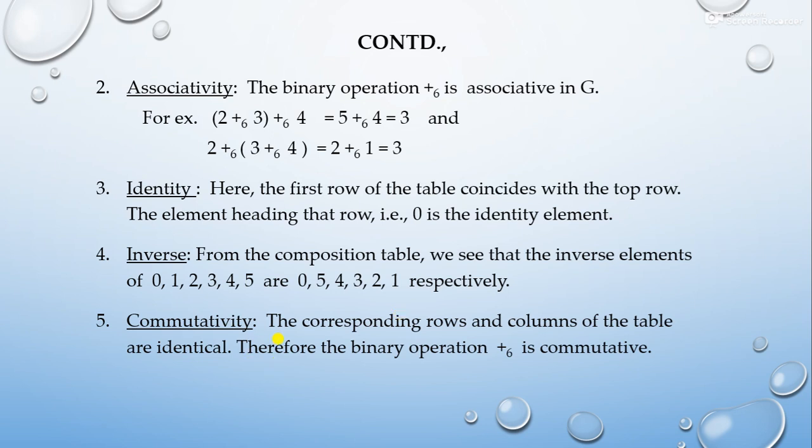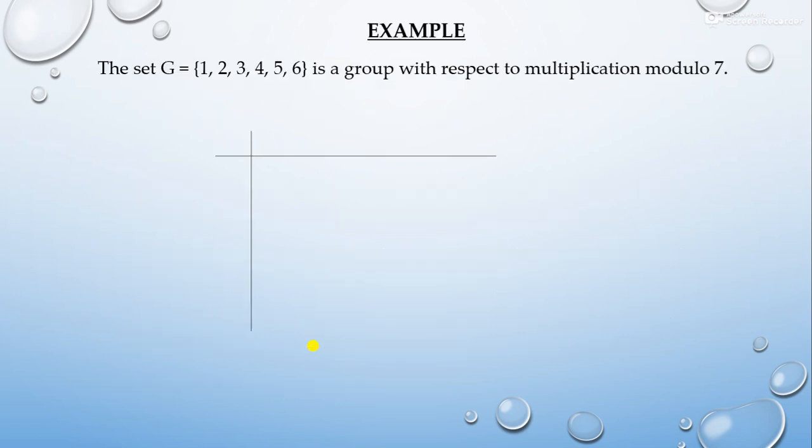Now for the abelian group, check that this holds the commutative property. For the commutative property, you have to check that all corresponding rows and columns of the table are identical. So it holds the commutative property, and so your G under the addition modulo 6 is an abelian group. Clear? Now let's take the multiplication modulo.